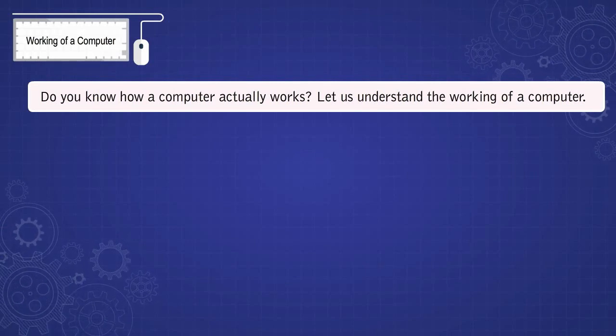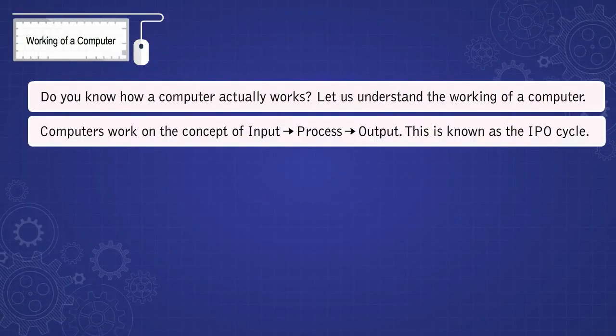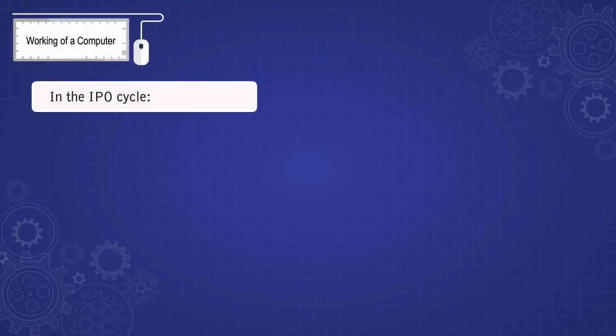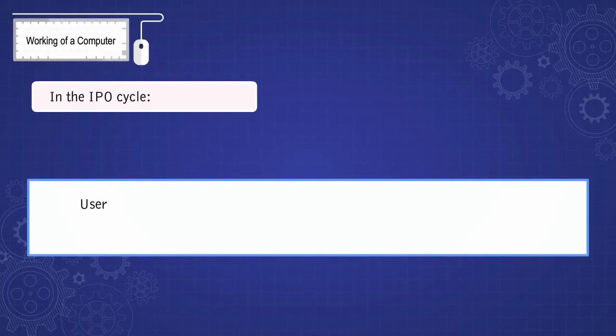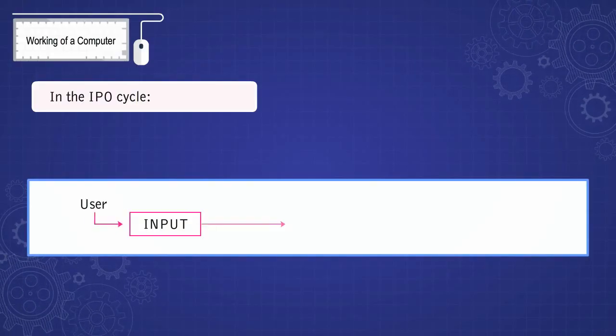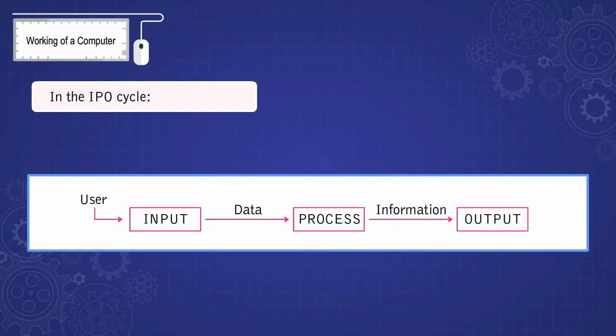Do you know how a computer actually works? Let us understand the working of a computer. Computers work on the concept of input, process, output. This is known as the IPO cycle. In the IPO cycle: user, input, data, process, information, output.